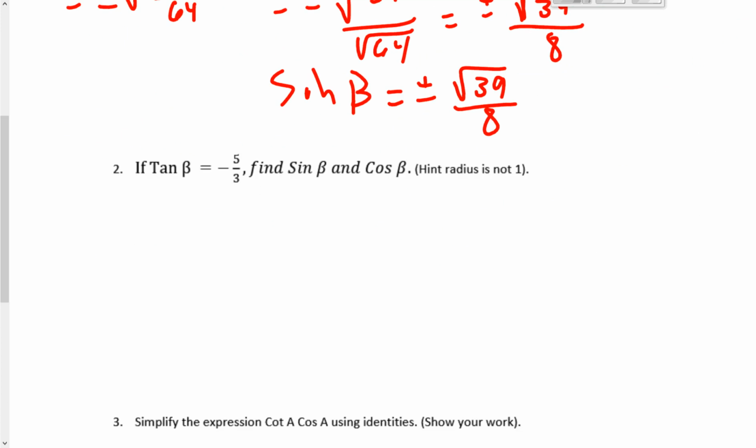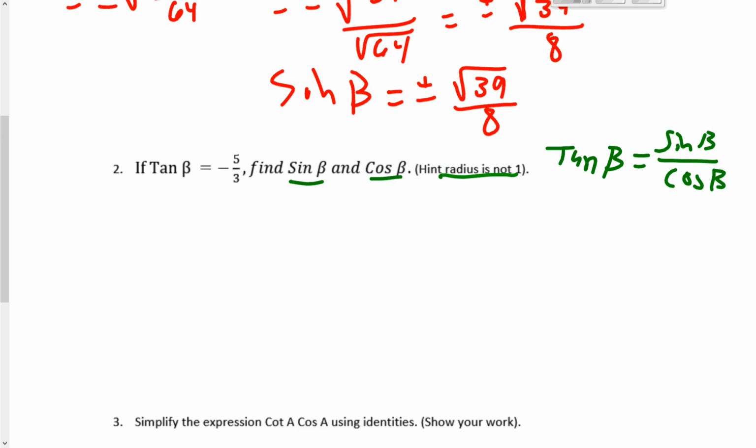Okay, finding tangent, or you're given tangent and you want to find sine and cosine. Here, we don't want to assume that our radius is 1, because if you do that, you can say tangent of beta is equal to sine over cosine, so sine is -5 and cosine is 3, right? But we can't do that, because that means our r would be 1, and it says our radius is not 1. But we can use this later on once we have cosine or sine.